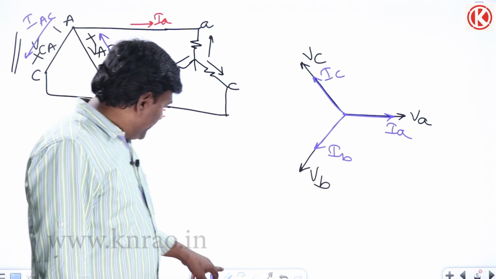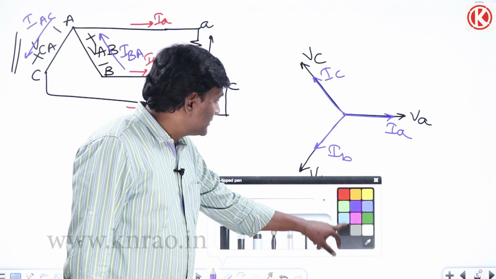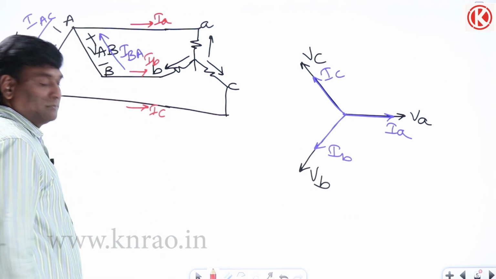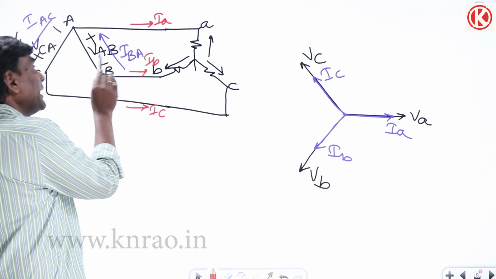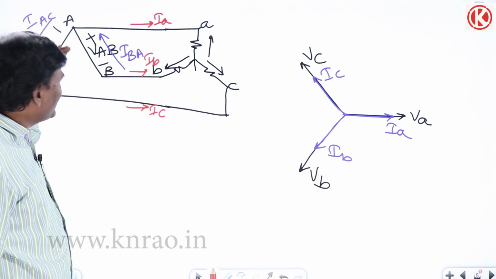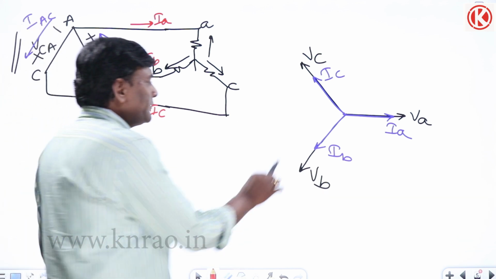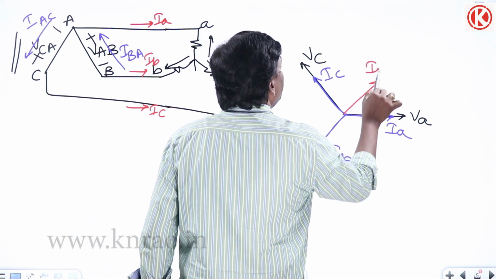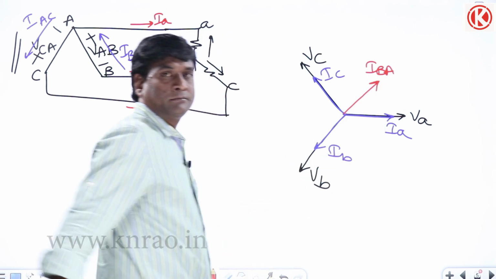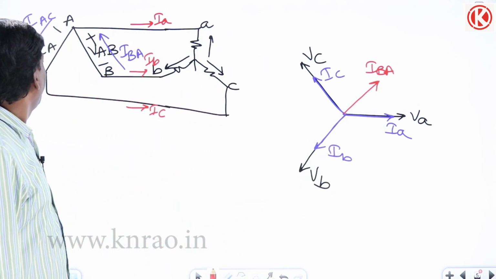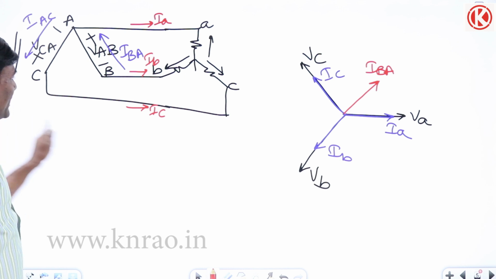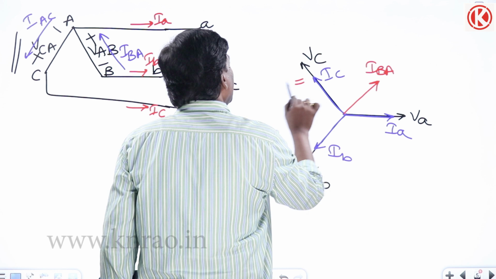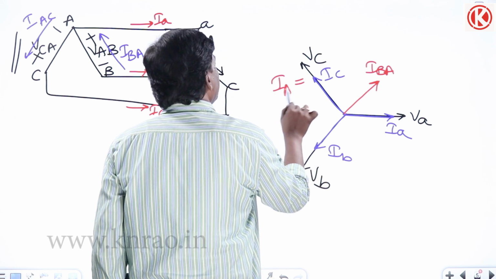Now let us try to develop the currents. What is IB? IB is nothing but minus of IBA, or IBA is nothing but minus of IB. So if IB is here, minus of IB is nothing but IBA. Now IAC is nothing but IC only. IAC is nothing but IC only, so IC is nothing but IAC.